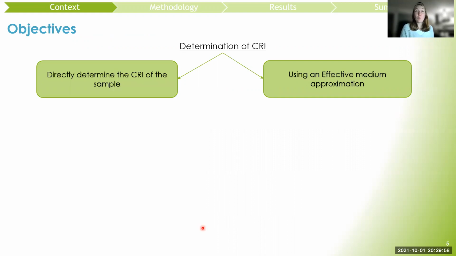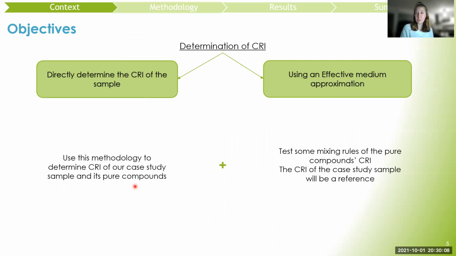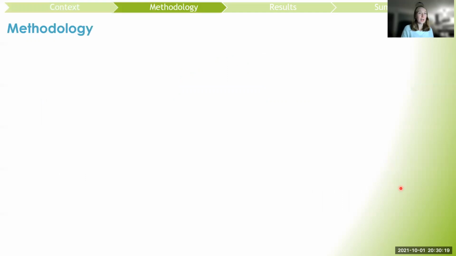So in our team, we will combine both of these ways. First, we will directly determine the refractive index of our case study sample and its pure compound, and we will test some mixing rule of the complex refractive index of the pure compound and compare it with the refractive index we obtained here on our case study sample. So let's have a look at the methodology.